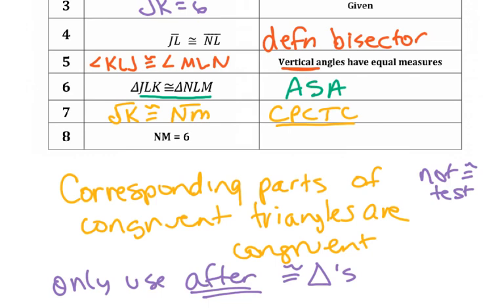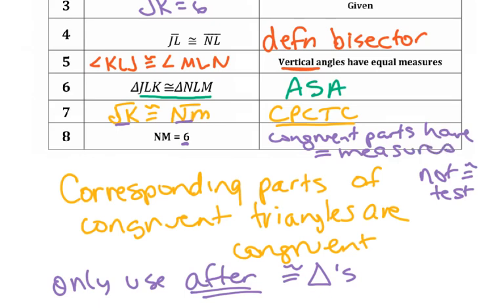But once you've said that these two pieces are congruent, then that means that their measurements are equal. So remember that congruent parts have equal measures. And so there's our proof. We have proven now that NM is equal to 6.